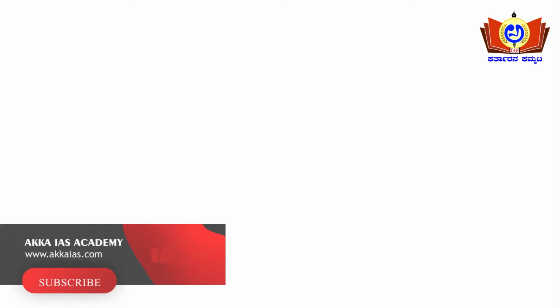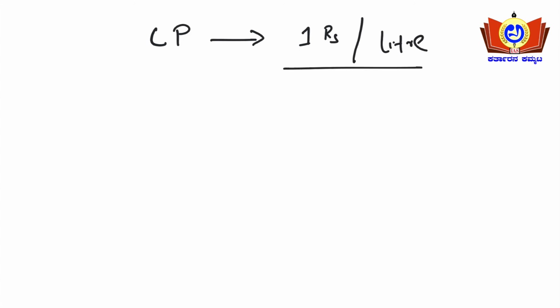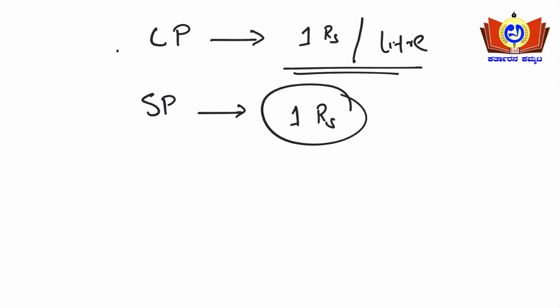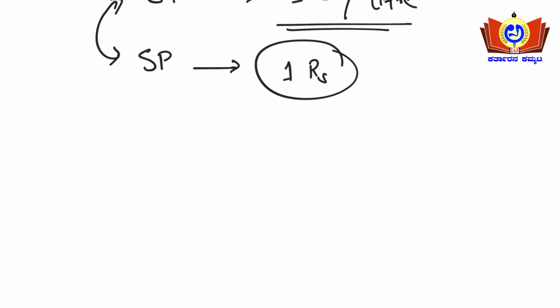See here, in what ratio must water be mixed with milk to gain 20% by selling the mixture at the same cost price? So let the cost price be 1 rupee per liter. We are assuming it. While explaining previously I told 10 rupees per liter, but here I'm assuming 1 rupee per liter. So the selling price should also be 1 rupee only, because the condition of the question is the same. The selling price should also be rupees 1 only, but here the mixture will be milk plus water.